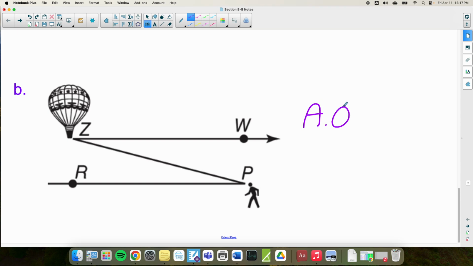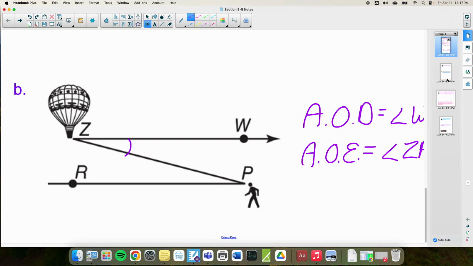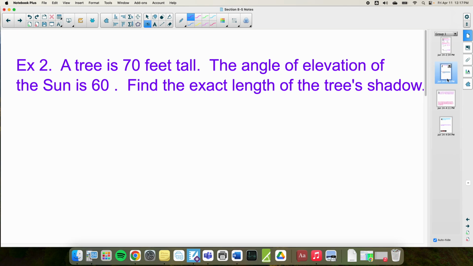Now let's go down to this one, and this is the same thing. Can anyone tell me how I could name the angle of depression right here? WZP. Yes, very good. Or PZW. And then for the angle of elevation, what would that be? ZPR. Yes, very good. Or RPZ, very good. Okay, so is that pretty easy so far? Yes.